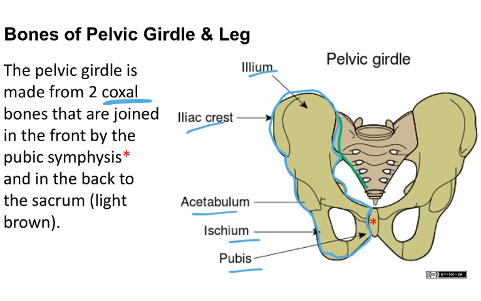The sacrum, to which both coxal bones are fused, is not part of the appendicular skeleton. It's part of the axial skeleton. So please remember that. The two coxal bones are fused in the middle, or not exactly fused, but they come together at the anterior or ventral surface of the body, so in the front, by the pubic symphysis, which is fibrocartilage.